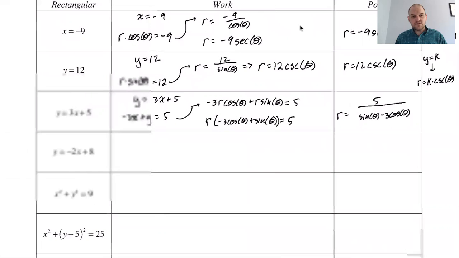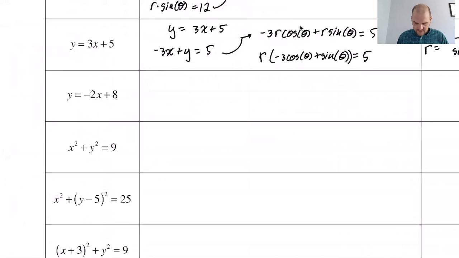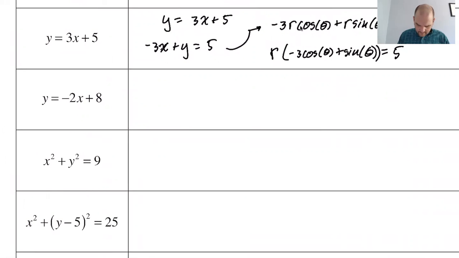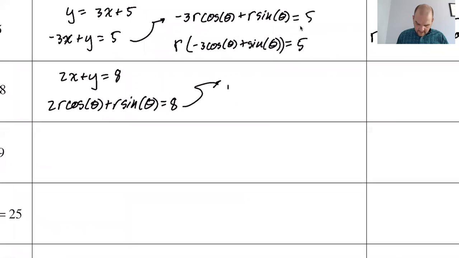So a really nice rectangular thing became a not super nice polar thing. It's kind of a theme. Things that look nice in rectangular will look bad in polar. Things that look nice in polar will often look bad, or at least worse, in rectangular. So let's do this one. Same basic problem: 2x plus y equals 8. So 2r cosine theta plus r sine theta equals 8. And then we can factor, and get r. And so I'm going to flip it again and say sine of theta plus 2 cosine of theta.